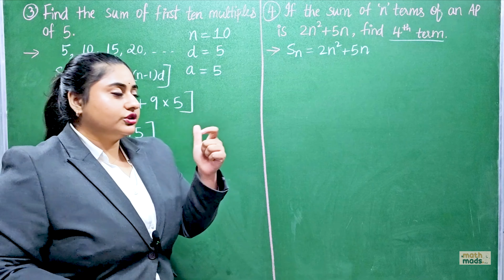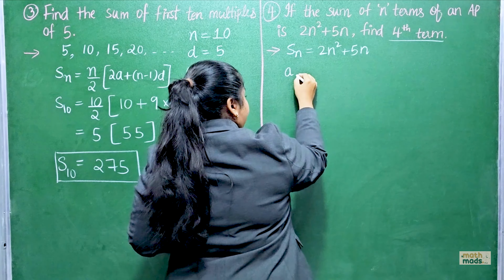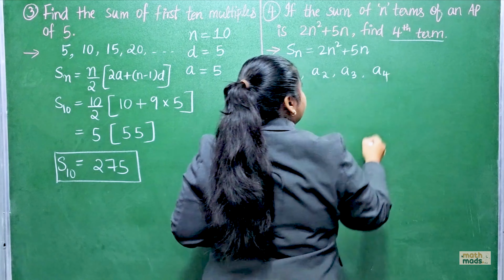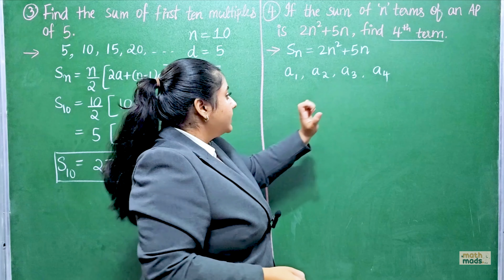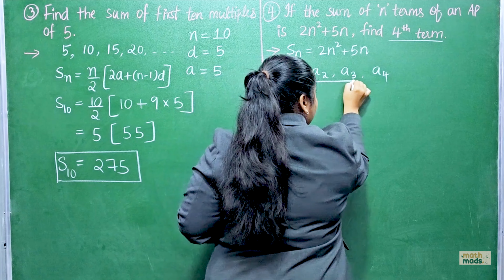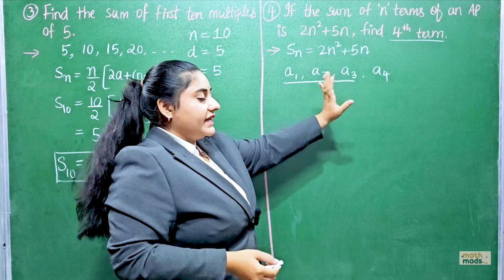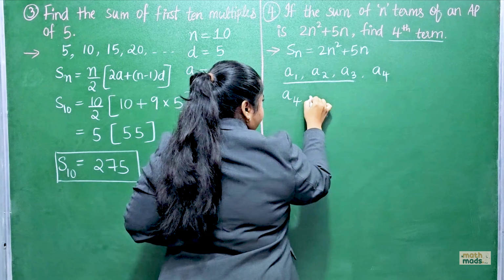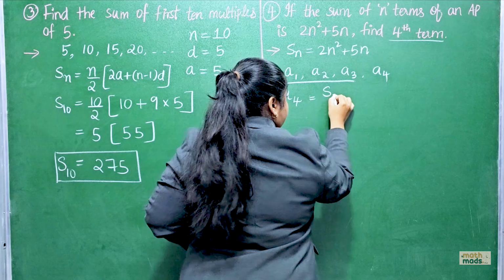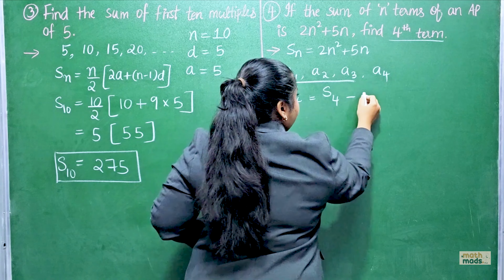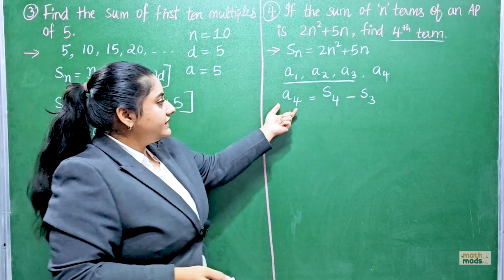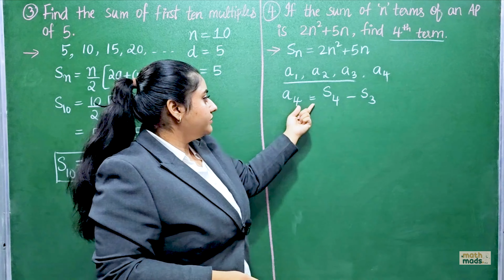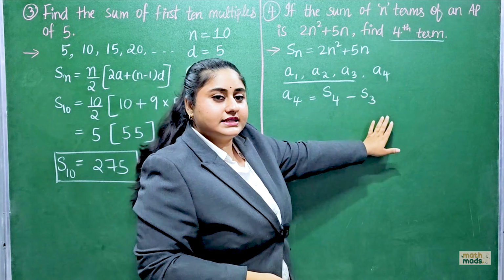Now, if I want the fourth term, look at the AP. Let me take A1, A2, A3, A4. This will give me sum up to 4 terms if I add them up. And if I take sum up to 3 terms, I'll get A1 plus A2 plus A3. I need to find A4. How will I get A4? A4 will be the sum up to 4 terms, that is S4, minus sum up to 3 terms. Why am I writing the term in terms of the sum? Because I only know the formula for sum. So fourth term is equal to sum up to 4 terms minus sum up to 3 terms.